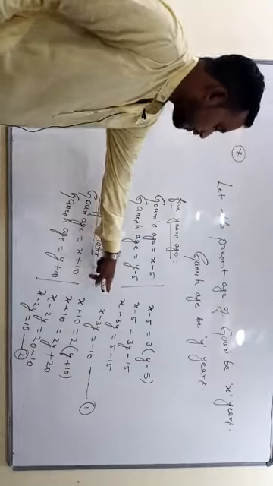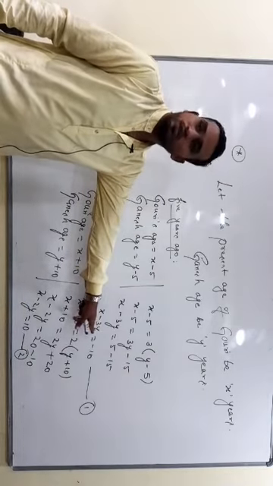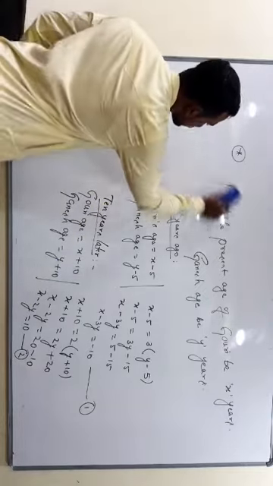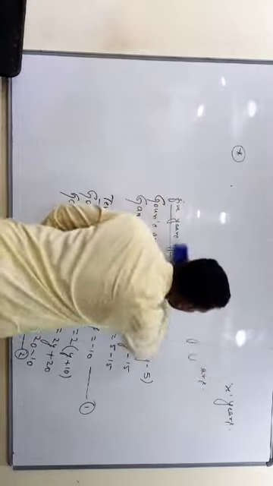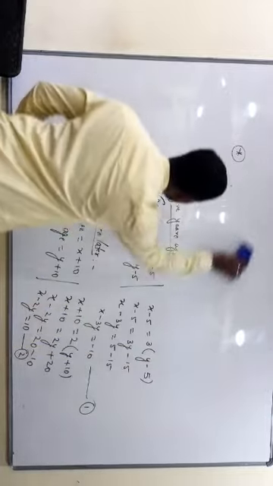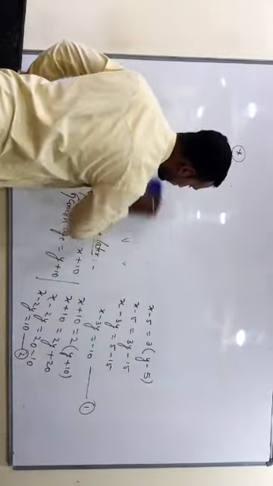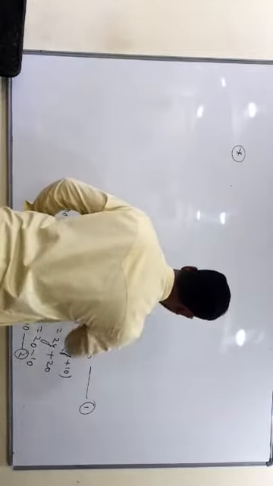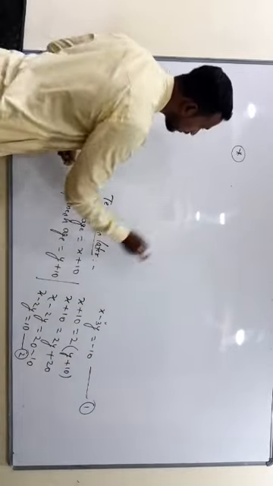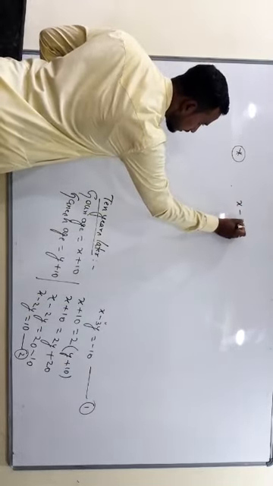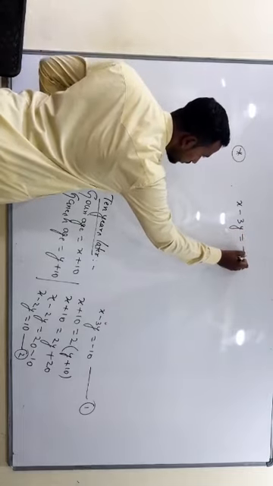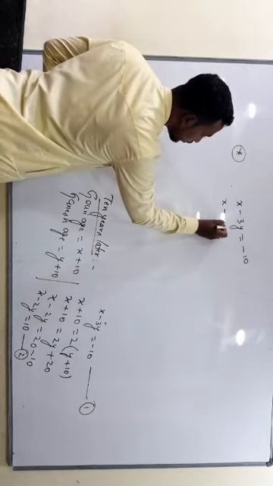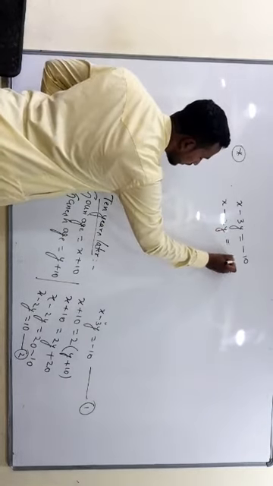Now, what is equation 1? x minus 3y is equal to minus 10. Equation 2, x minus 2y is equal to plus 10. See here, what is equation 1? x minus 3y is equal to minus 10, and this equation is x minus 2y is equal to plus 10.